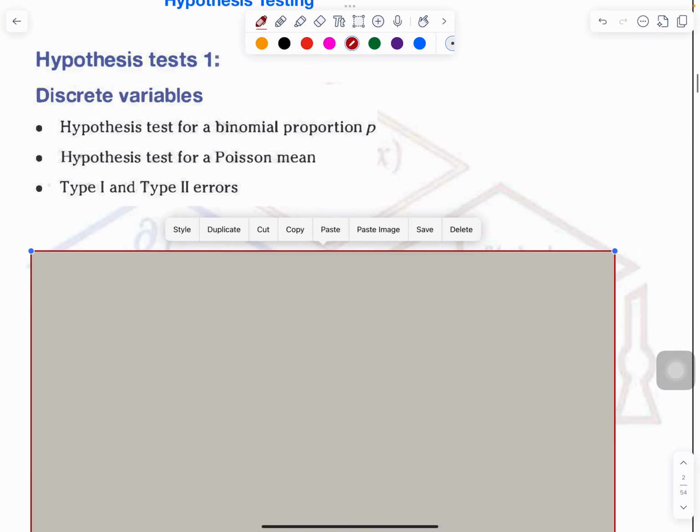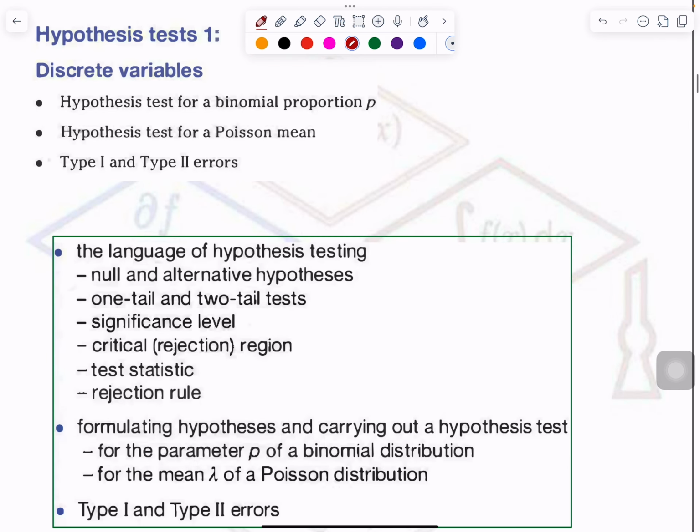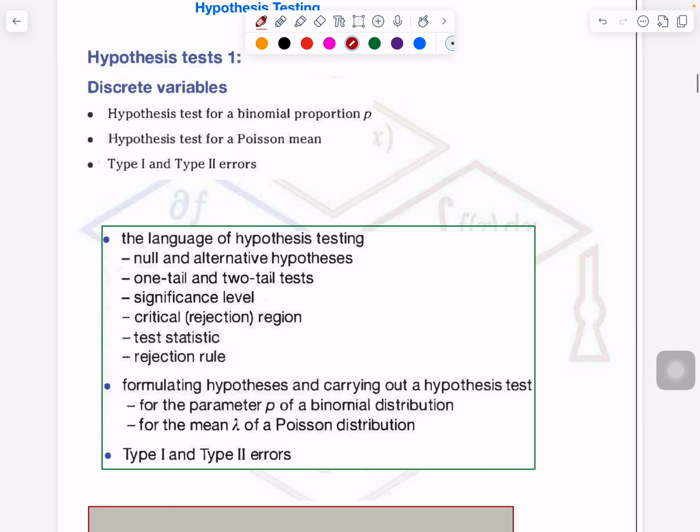So what is the language which is used? Because there are terms which are specifically used and you need to understand the meaning of each one of them so that you can apply it correctly. So I'm starting with the discrete variable, which is hypothesis test 1. So in this case, I will cover both the questions of binomial proportion and Poisson mean.